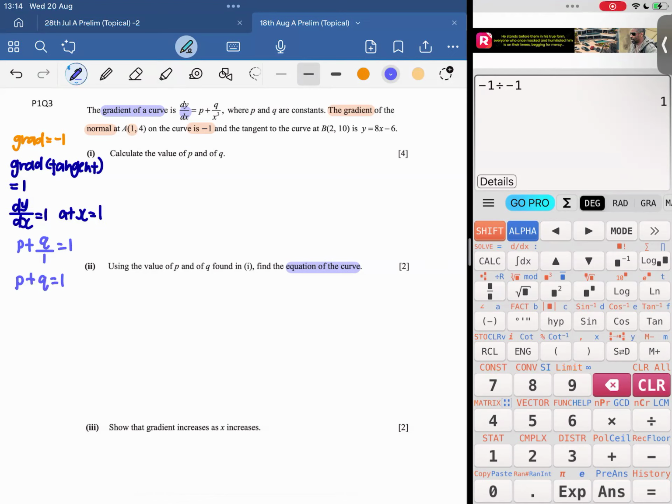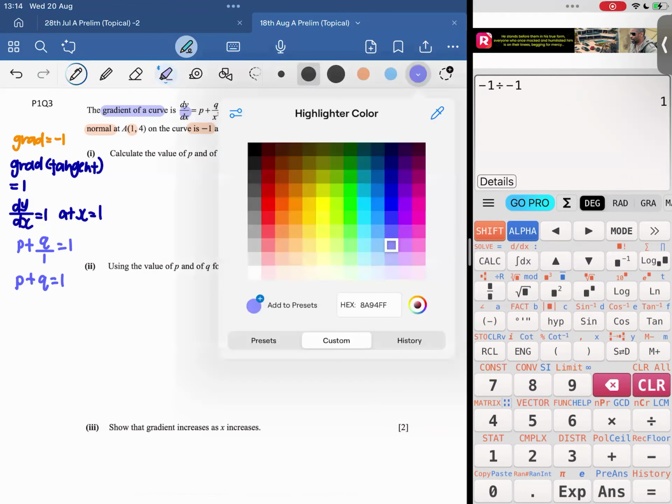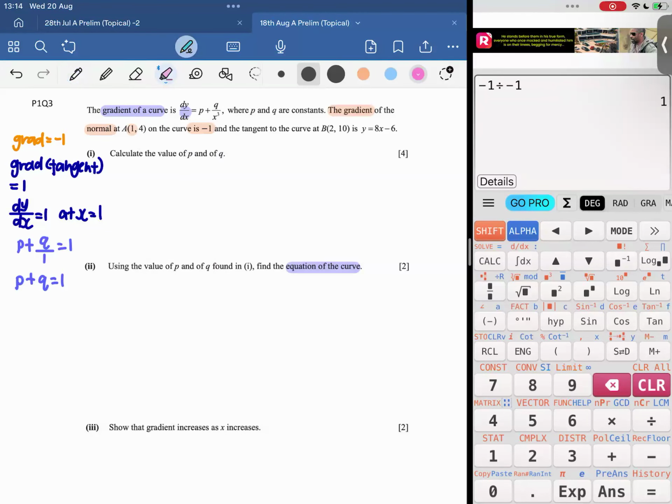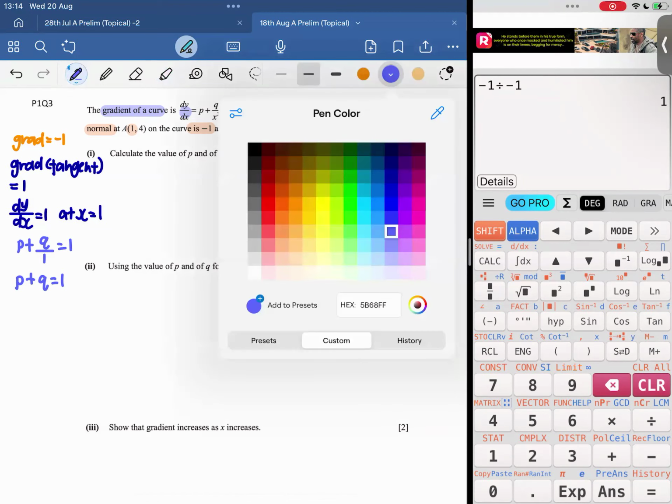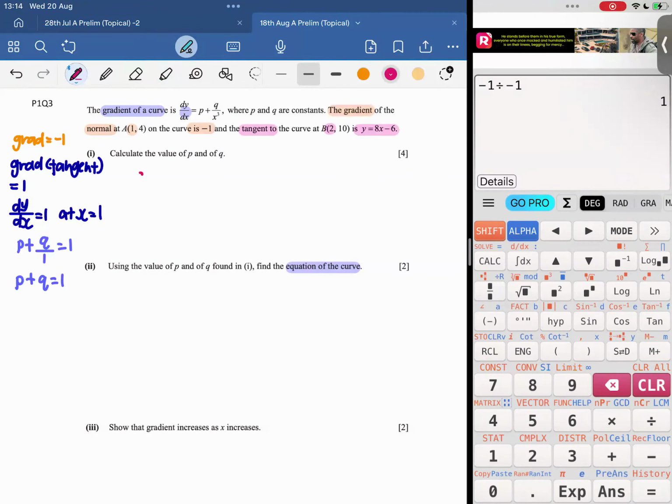So you see two unknowns, high chance, simultaneous equations. For the next one, we need one more equation. Now, what's the gradient of the curve at this particular point? Y equals mx plus c. My gradient is 8 at x equals 2. So p plus q over 2 cubed is equal to 8. Make the denominators the same. This is my second equation.